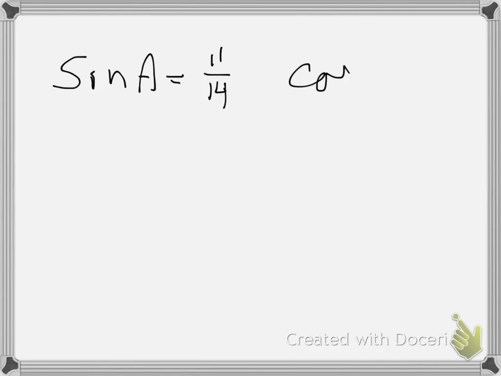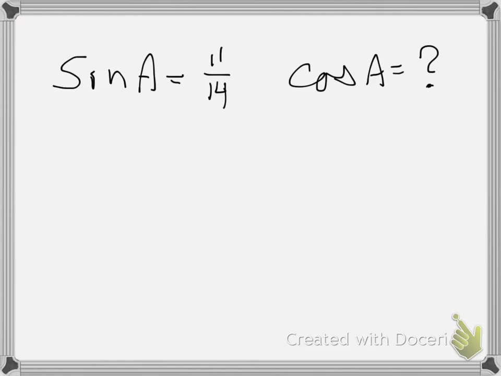And the first one is that angle A is an acute angle, and the sine of angle A equals 11/14, and they want to know, what's the cosine of angle A? All right.